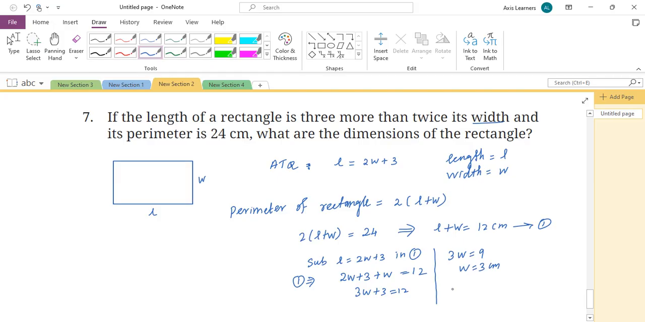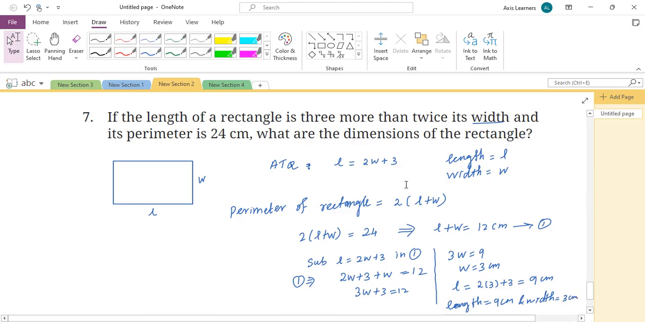If W is 3, what is L? L is 2W plus 3, right? So 2 into 3 plus 3 equal to 6 plus 3, 9 centimeter. Okay. So length is equal to what? 9 centimeter. Width is equal to 3 centimeter. Okay. So we found the answer here.